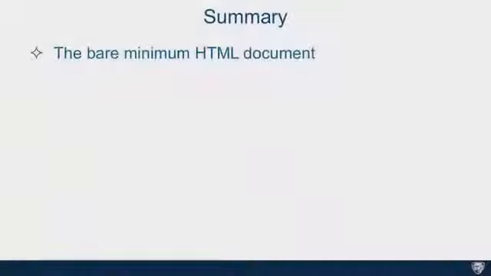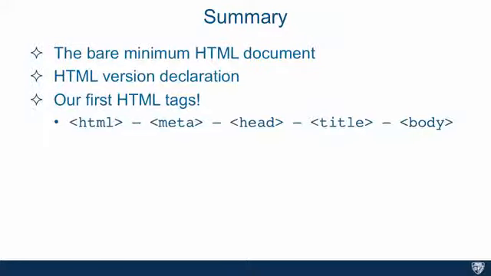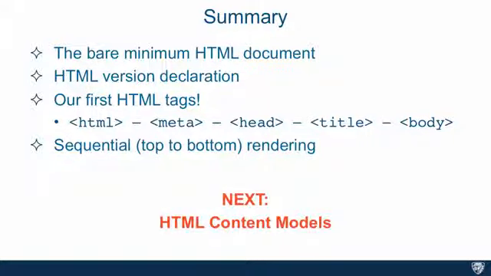In summary, we went over the bare minimum HTML document, plus we added some. We went over the HTML version declaration, and remember, we always have to use it, otherwise the browser will be put into quirks mode and some things will break. Our first HTML tags, we used HTML, meta, head, title, body, and actually threw in a paragraph tag as well. We went over the fact that HTML is rendered by the browser sequentially, meaning top to bottom. Next, we're going to talk about HTML content models.